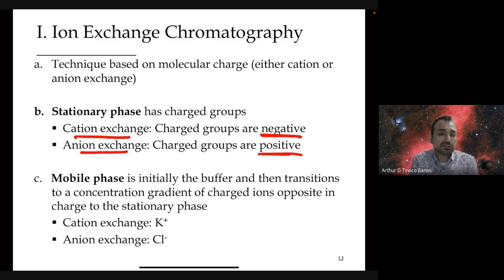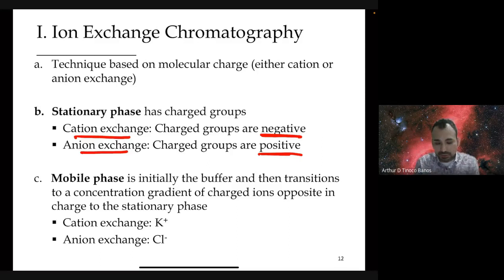Okay, so then the mobile phase. This is what's going to move through the stationary phase and is going to affect how you obtain your charged species. Initially, your mobile phase is the buffer. And the idea is that that buffer is priming the stationary phase. But then you load your sample. You, again, pass the buffer through it because you basically want to wash out anything that will not bind to the column.